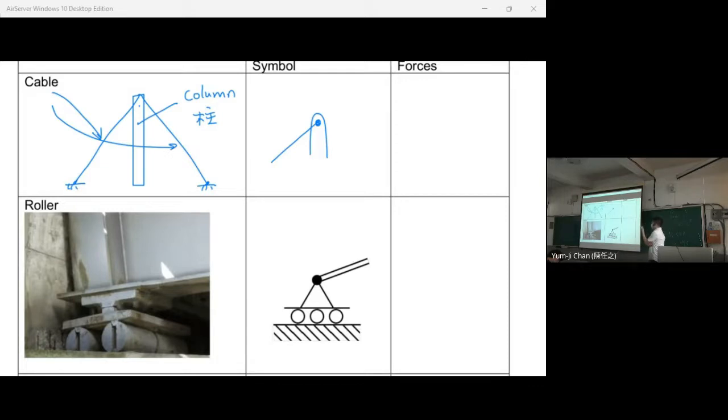We need this cable because we want to keep the column here, right? We put these cables here to keep the column here. So suppose we have this one, for example, we draw this one.